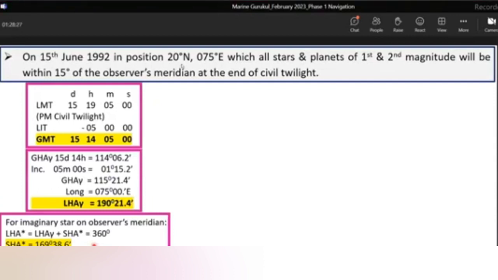Excuse me, sir. Yes, beta. Bolo. Sir, can you explain in figures this one: LHA star equals LHA Aries plus SHA star? Okay, beta. Pictorial representation. No problem, no problem.